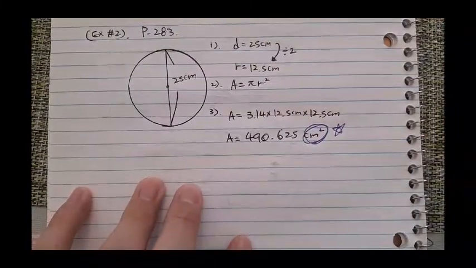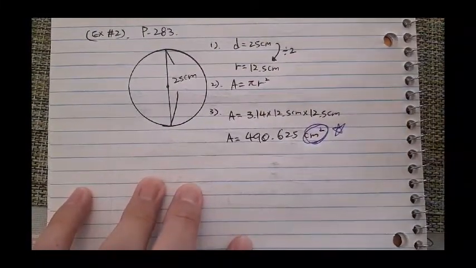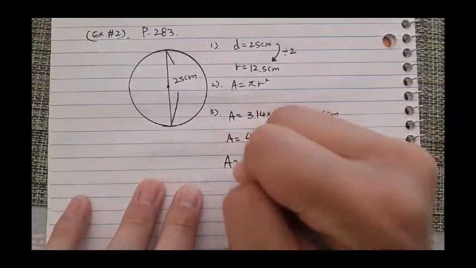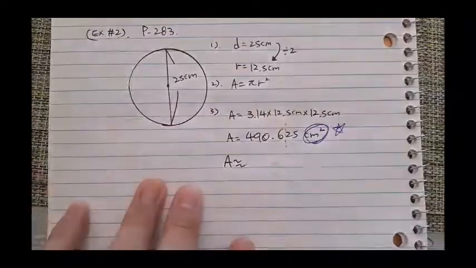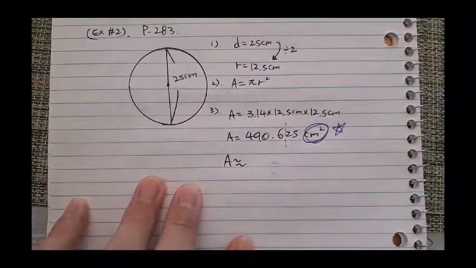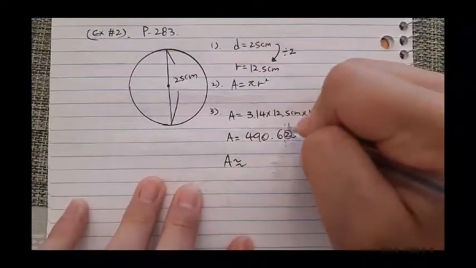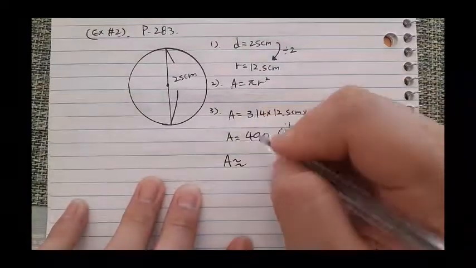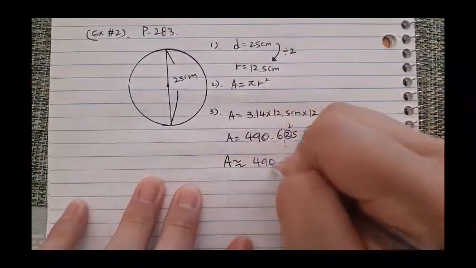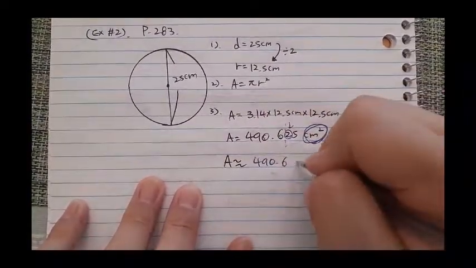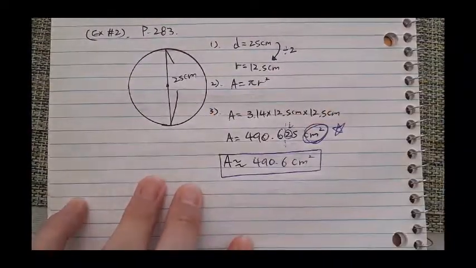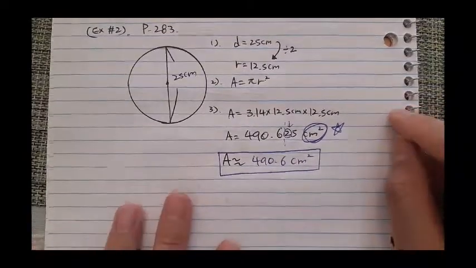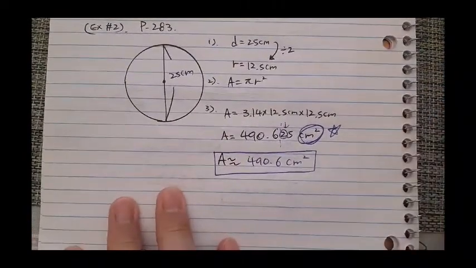The question says answer to the nearest tenth. So that means I need to keep the first decimal digit. You may notice that 2 is my smaller number, so you can just put that as 490.6 centimeter square. That is my lesson for today.